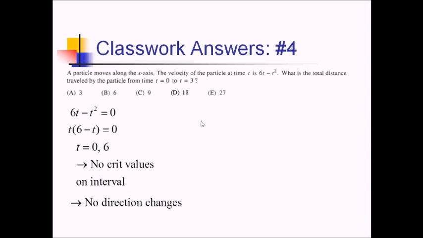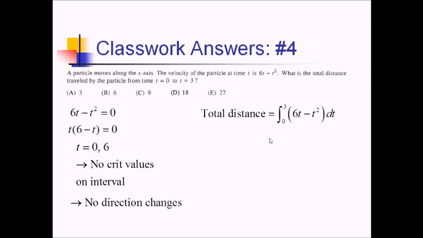I mean, we might need to make it positive if the whole thing turns out negative, but that's an easy fix. We don't have to stop halfway on this interval and make some things positive that would have been negative. So I need the integral then from 0 to 3 of 6t minus t squared dt.